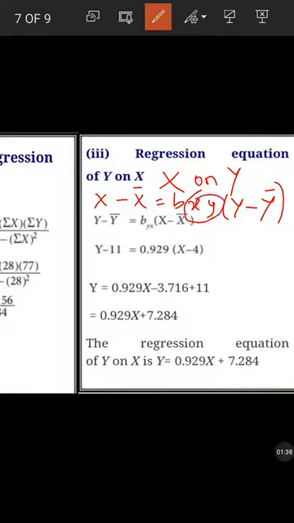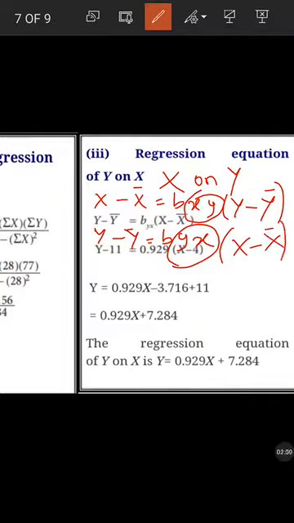Okay. So similarly for y on x, what is the formula for y on x? Y minus y bar is equal to byx. So always remember there is a change. Y minus y bar is equal to byx into x minus x bar. So this is the formula for the regression equation of y on x. So it's very simple to remember. X on y means left hand side we have x and y on the right hand side. Y on x means y on the left and x on the right.